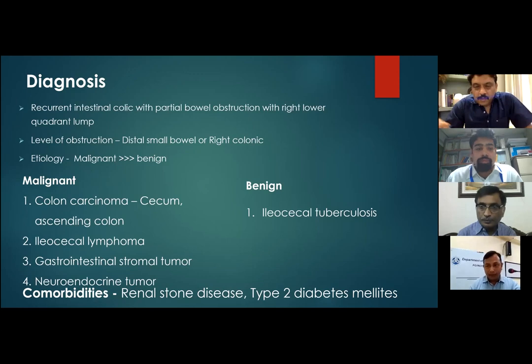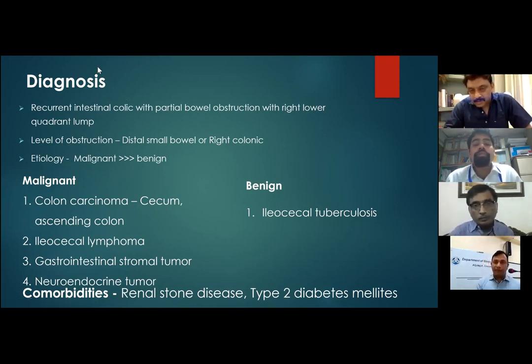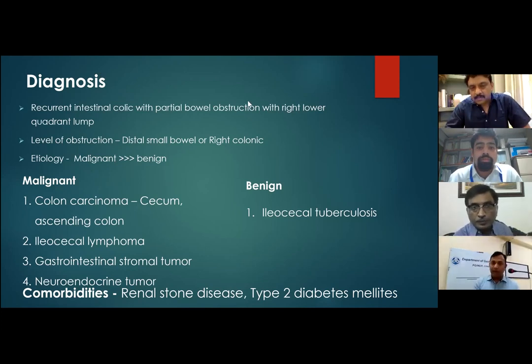One thing, Arup, I wanted to ask: do we need to keep recurrent intestinal colic with partial intestinal obstruction, or just recurrent partial intestinal obstruction as a diagnosis? Usually partial obstruction presents as intestinal colic. So as a diagnosis, would you like to keep recurrent partial intestinal obstruction with a right lower quadrant lump? I would prefer recurrent partial bowel obstruction, because partial bowel obstructions are usually recurrent. So this could have been recurrent intestinal colic due to partial or recurrent small bowel obstruction. Yes. Okay, go ahead.